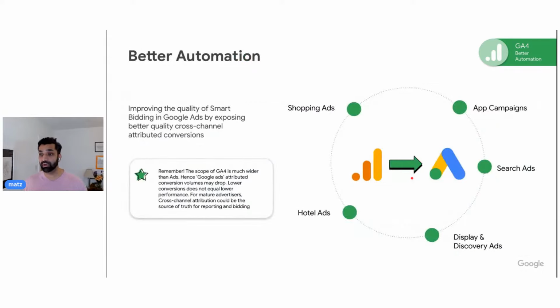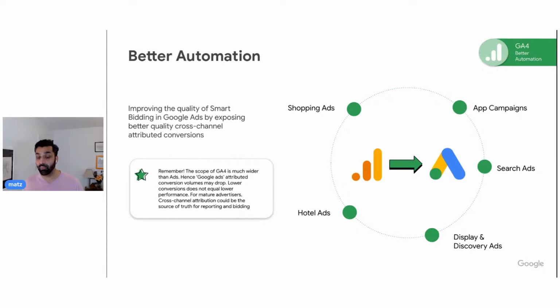Now, once you're done with reporting, a lot of our advertisers want to go a step further, and our best practice recommendation is to start using conversion and attribution from a much wider perspective, like Google Analytics, and then use that as a source of reporting and bidding in the buying tools we have, like Google Ads, SA360, or DV360.